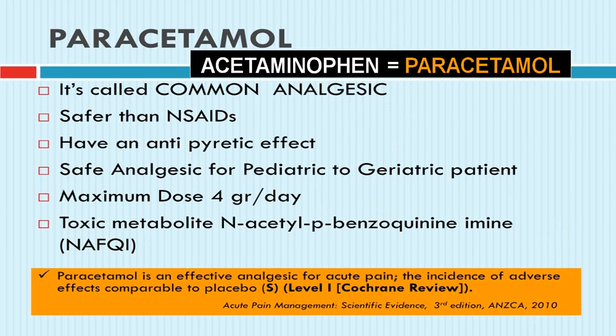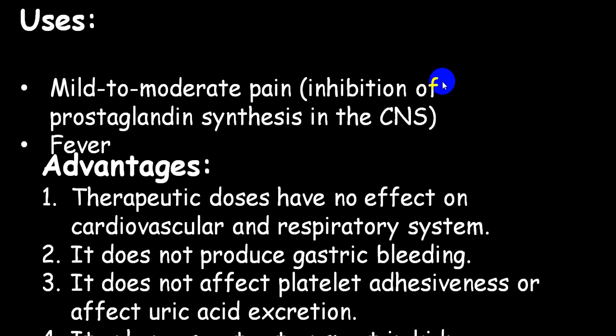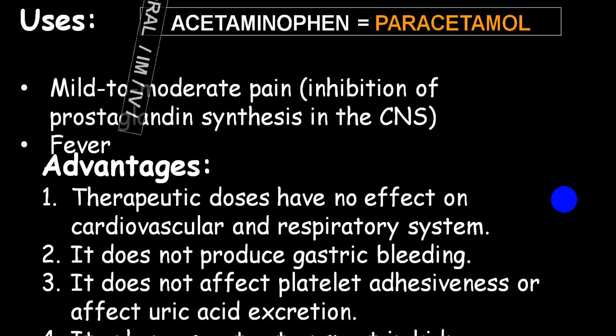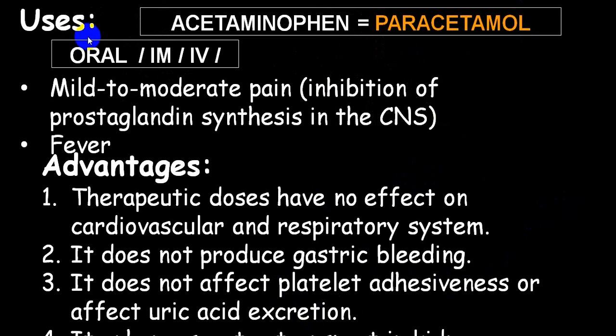So acetaminophen or paracetamol. Mild to moderate pain, you can utilize that. Advantages: no cardiovascular toxicity, no respiratory toxicity. It does not produce gastric bleeding. It has no effect on platelets, so it can be easily utilized along with anticoagulation. It does not affect the uric acid excretion. So again, it is safe. And it does not have any nephrotoxicity. It is available in oral, intramuscular and IV preparations.